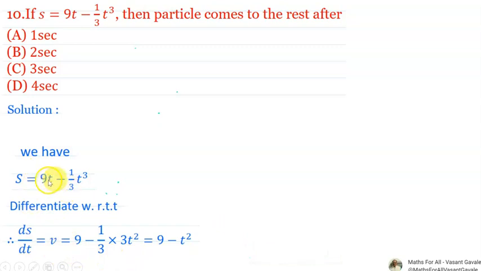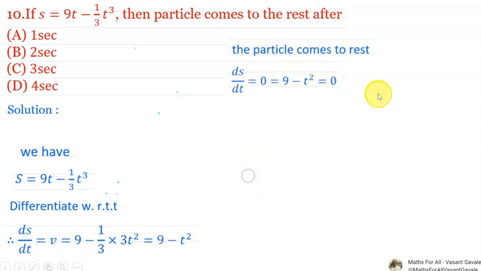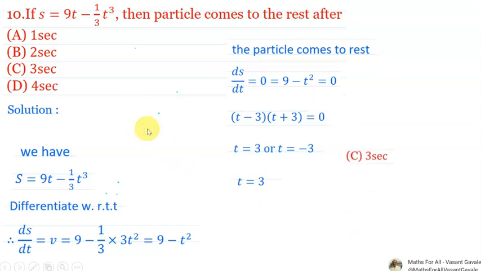What will the differentiation be? First is 9, and the derivative of 1 by 3 t cube, that is 3 upon 3 t square, means what, you will have t square only. It's ds upon dt, means v is equals to 9 minus t square. It should come to rest, that means its velocity 0, then you will have t square minus 9 is equals to 0, its factors t minus 3 into t plus 3, t is equals to 3 or t is equals to minus 3. Okay, then you will have t is equals to 3, and therefore option C is correct.